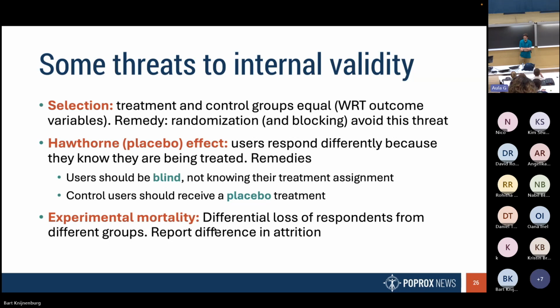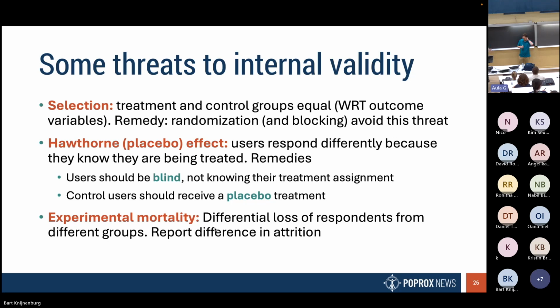Selection is where your treatment and control groups aren't equal to begin with. So maybe married men and unmarried men are not equal to begin with because their ages are different. Same with, if you're just comparing two different news platforms from different news outlets, they probably have a different readership, so they differ in other ways than just using different platforms. The remedy to this is randomization. All right, Hawthorne and placebo effects.